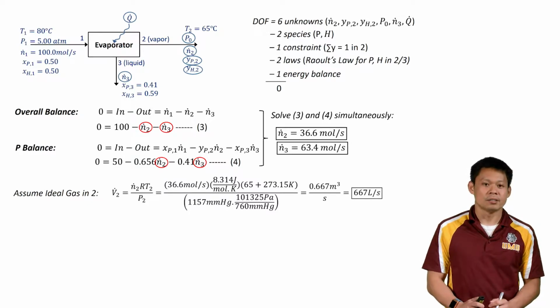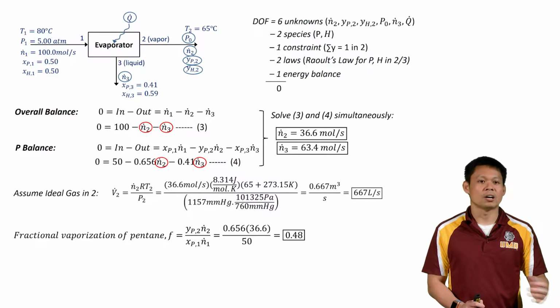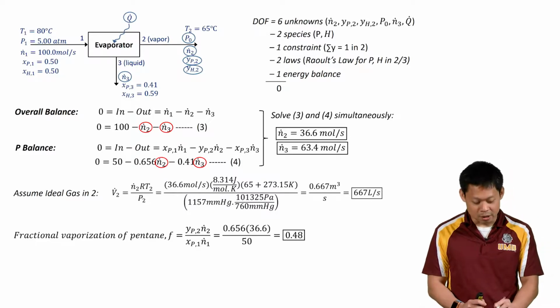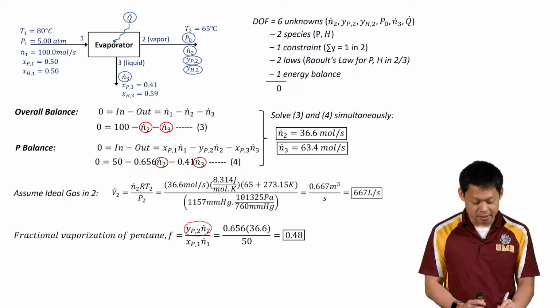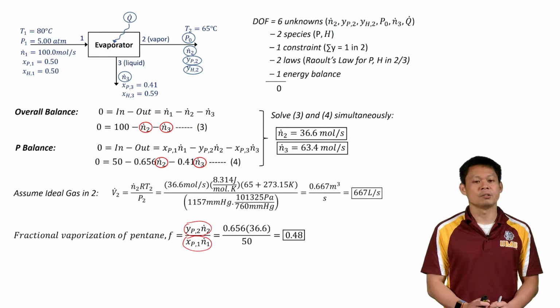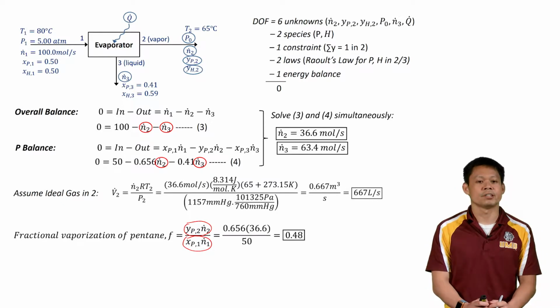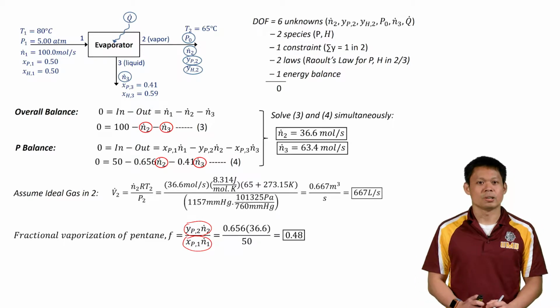After that, we were also asked to find the fractional vaporization of pentane. Fractional vaporization of pentane is how much pentane came out in the vapor compared to how much was put in the feed. So how much came out in the vapor is YP2N2. How much was put in the feed is XP1N1. Putting in all the numbers that we have already found, we have 48% fractional vaporization. All right, now we are ready to go on to our energy balance to calculate our Q.